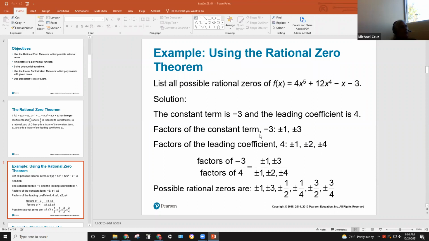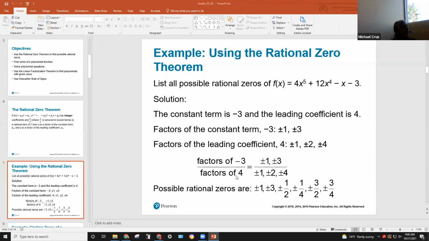Because you can have 1 times 4, negative 1 times 4, and so forth. And then you can have 2 times 2, or negative 2 times negative 2. So we've got 1, 2, 3, 4, 1, 2, 3, 4, 5, 6 possible factors of those two, the leading term and the coefficient of the constant term.